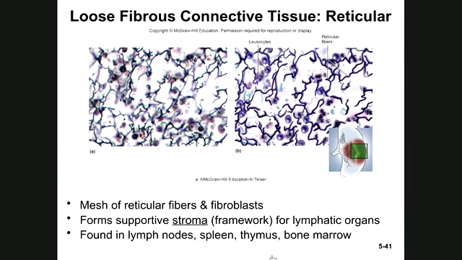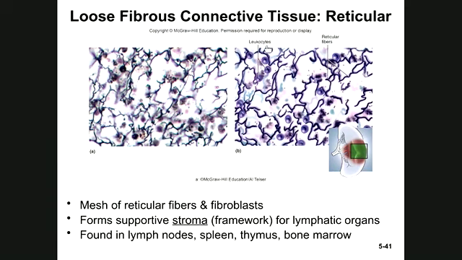The other type of loose connective tissue is called reticular connective tissue. The reticular connective tissue houses abundant leukocytes and some fibroblasts within a meshwork of reticular fibers. The leukocyte is the other name of our white blood cells, as you see in this picture.